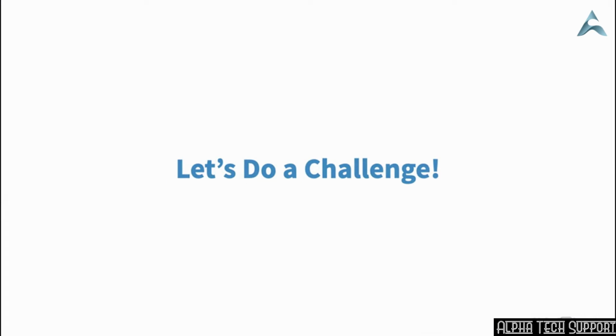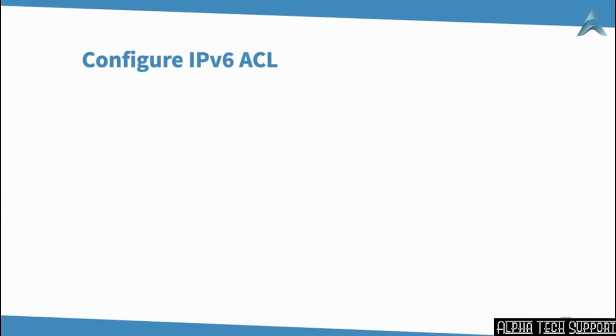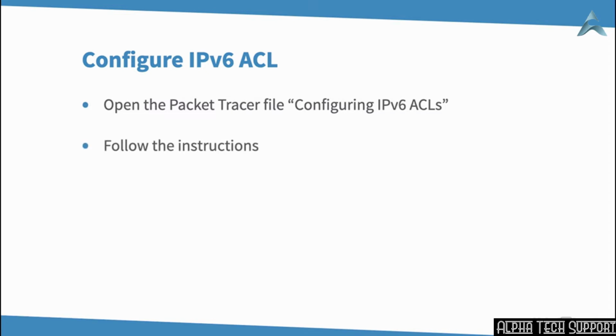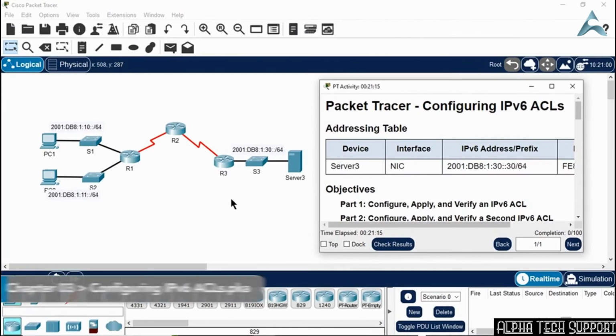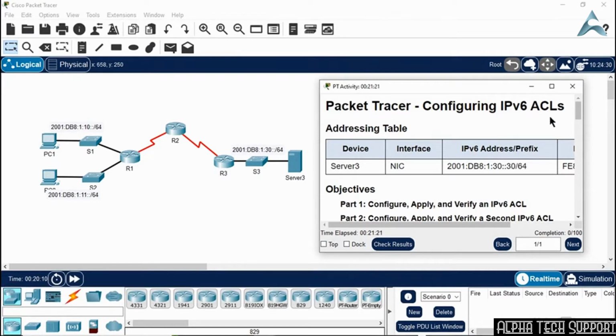Let's do a challenge. In this challenge, you're going to configure IP version 6 access control lists. Now you'll go to the exercise file and open the packet tracer file. You'll then follow the instructions. Let's get you started. Once you open the file, you'll want to save it locally in a different name as to preserve the file. Then you'll go through and follow the instructions as listed here.